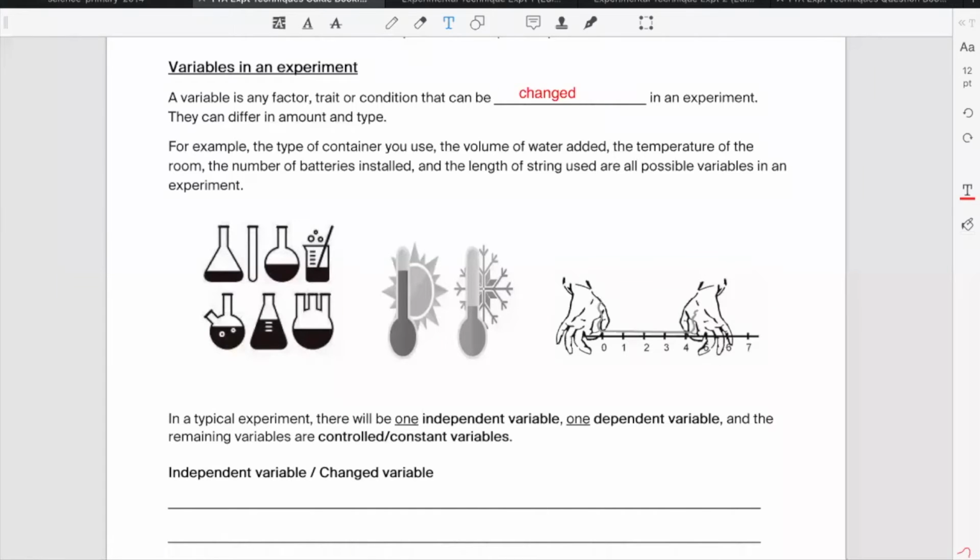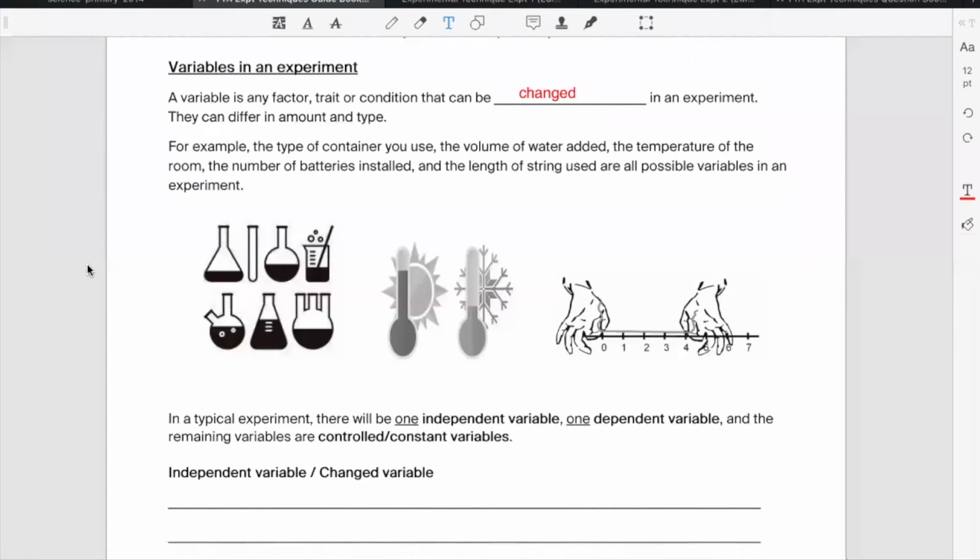So what are these conditions? Conditions are things like, are we changing the temperature? Are we changing the environment? Are we changing the location? Factors are things like, are we changing the type? Are we changing the volume? What are we changing? So these are all what we call variables.